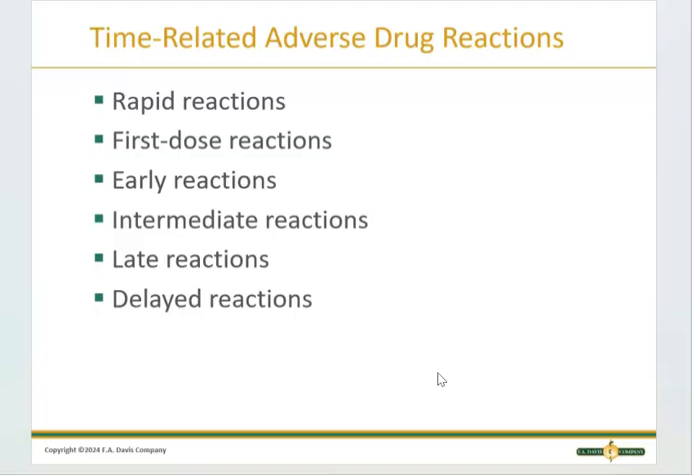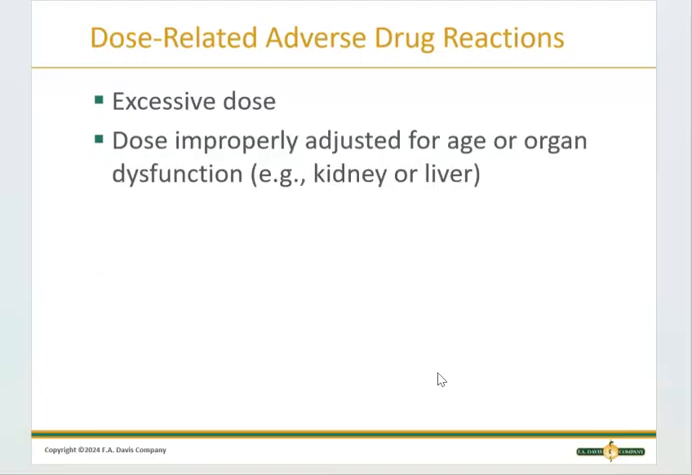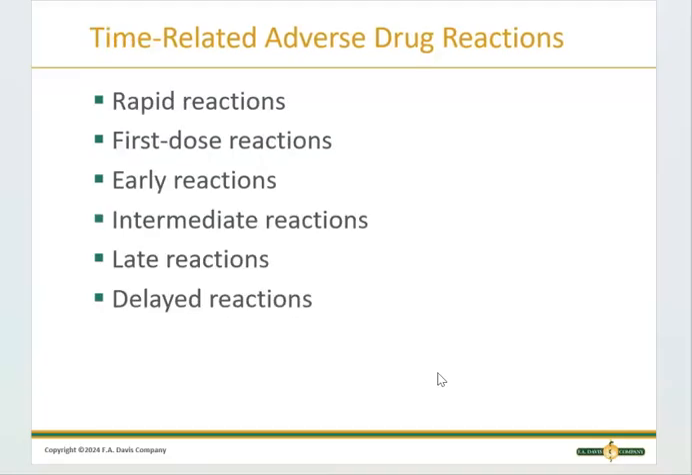The other way we can classify drug reactions, adverse drug reactions, is by the time. Okay. So we can have immediate or we can have delayed reaction. Typically, to have immediate, the definition is it occurs within 1 hour after exposure, whereas a delayed reaction occurs typically an hour or more after exposure. And then we can even break that down into rapid, first dose, early, intermediate, late, or delayed. So rapid means immediately after the administration.